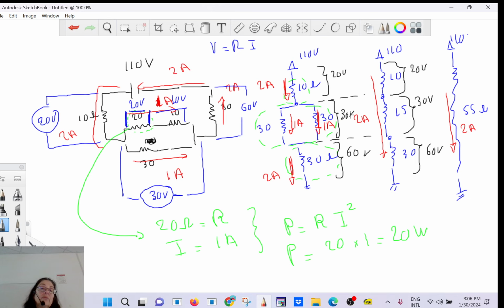Or you can do it this way. You see, 30 volt is the voltage drop, so 30 divided by 30 is 1. The voltage drop here is the same because it's in parallel, so 30 divided by 30 is 1. And they have the same resistance, so it's going to be the same current, and then they combine together. Is that clear?